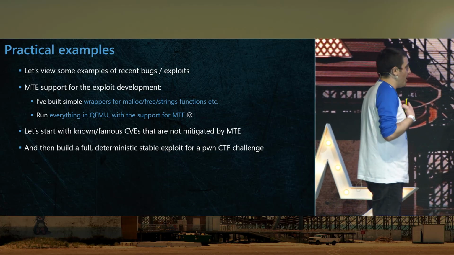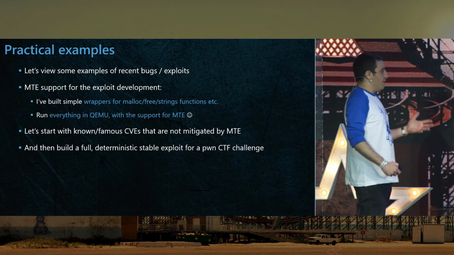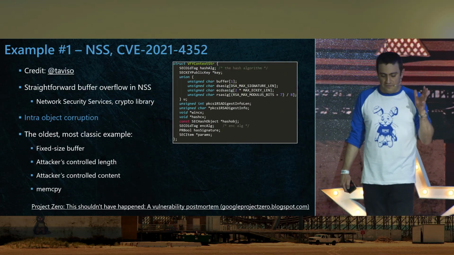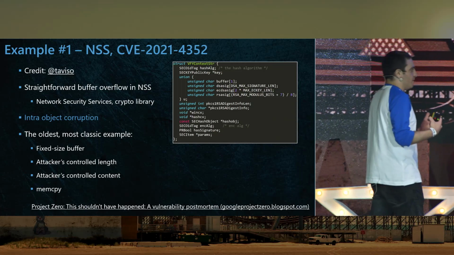I built my own wrappers on top of glibc for this research, works great, and now we can begin. Now, before we start to write an exploit, I just want to show some examples of famous bugs, CVEs from real life that are deterministically exploitable with MTE.